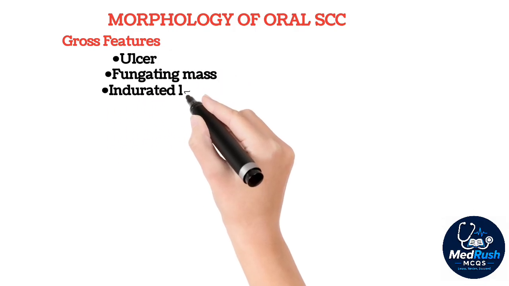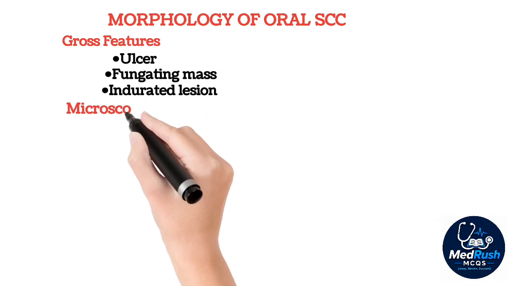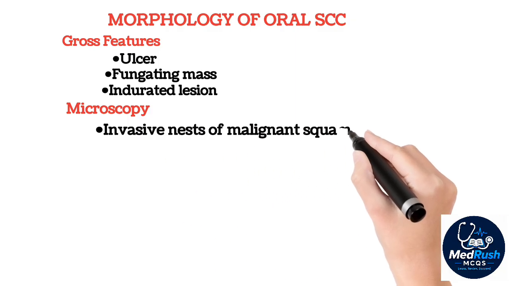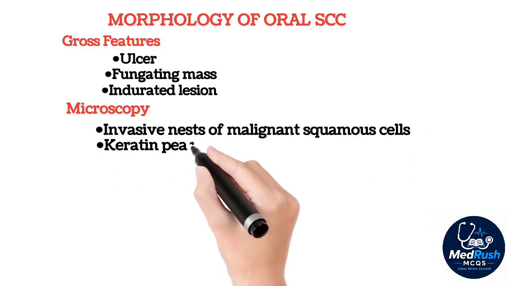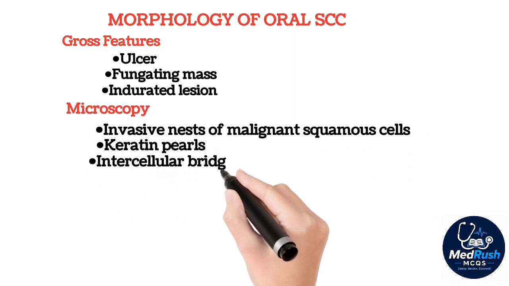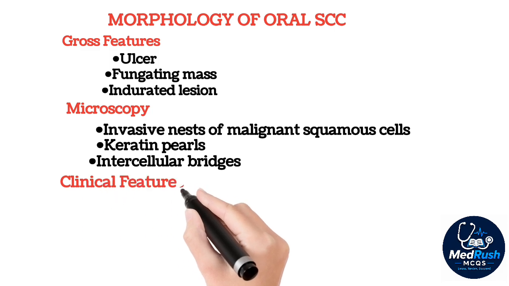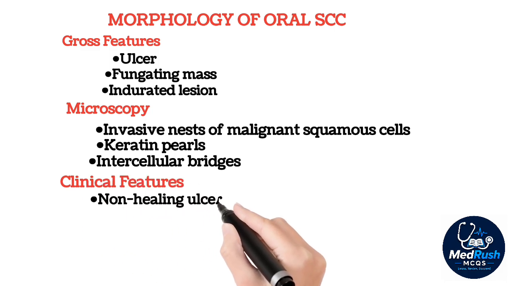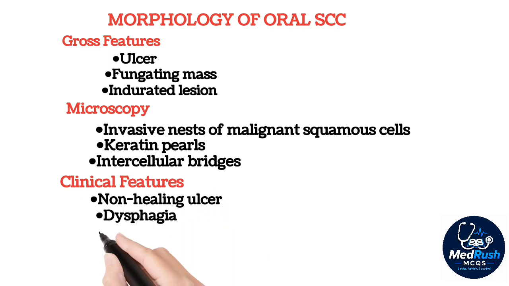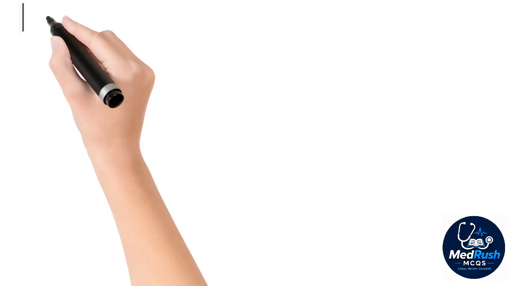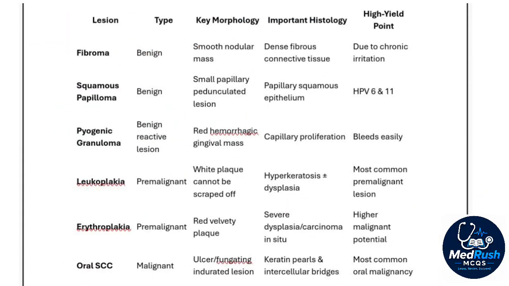Grossly, oral squamous cell carcinoma may present as an ulcer, a fungating mass, or an indurated lesion. Microscopically, invasive nests of malignant squamous cells are seen infiltrating underlying tissue. Keratin pearl formation and intercellular bridges are characteristic histological features. Clinically, patients commonly present with a non-healing ulcer, pain, dysphagia, or difficulty eating.